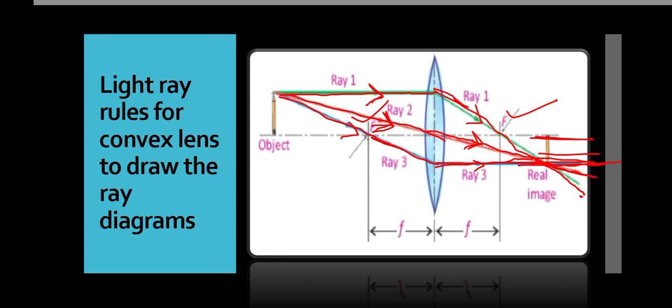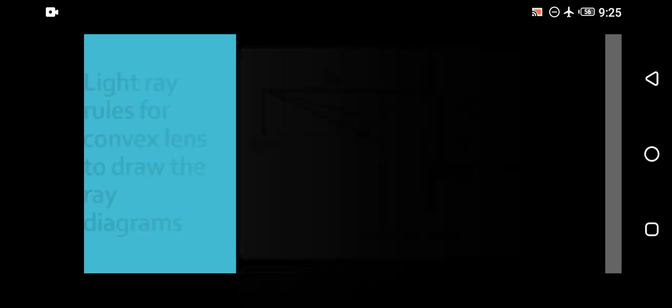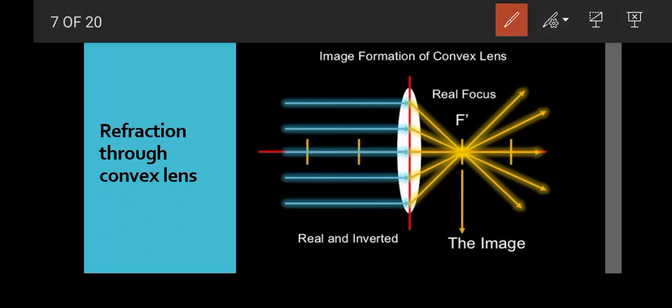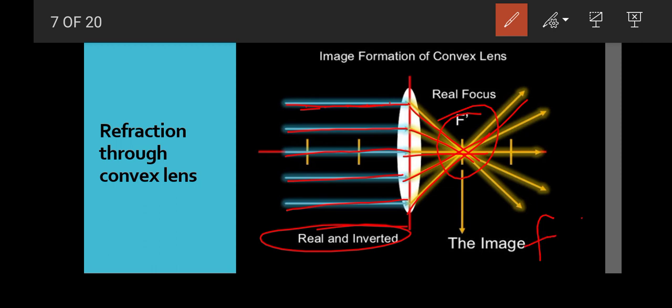Now we should discuss some cases. First we should see how refraction occurs through lenses, through a convex lens. Here you can see the image formation of a convex lens. The light rays are incident on one side of the lens, and they are converging on the other side of the lens. They are all converging to a single point. That means this is the real focus. The image will be real and inverted. That's why we will take the focal length of convex lenses as positive.